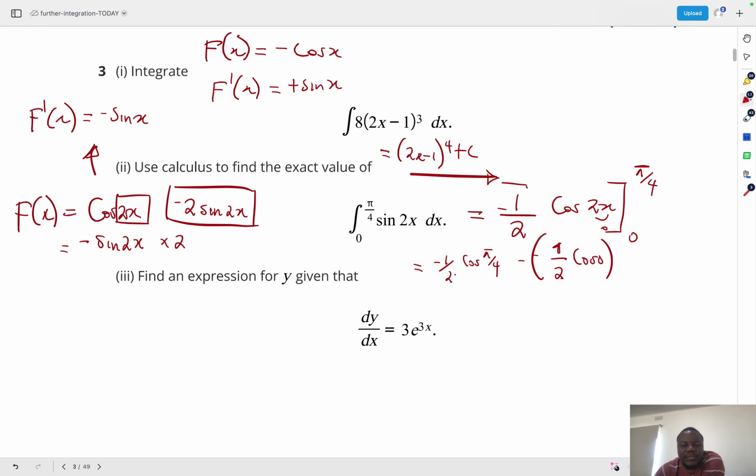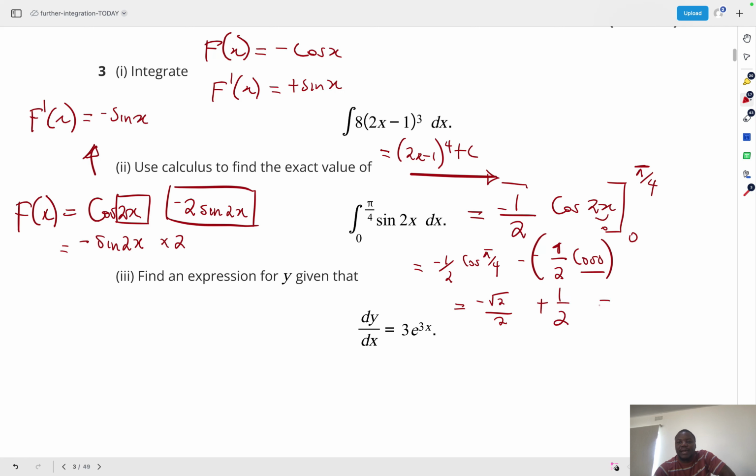So now if we do this, we should actually know what cos of 45 is. So we want to know what we are doing here, which is going to give us negative root 2 over 2. Then cos of 0, we know that that is 1. Then plus here, so we're going to have a 1 here times half, so plus 1 over 2.